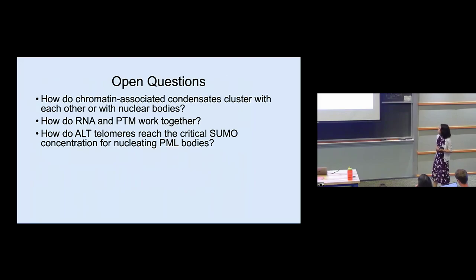And for example, we're interested to ask how do chromatin-associated condensates cluster with each other and/or with the existing nuclear bodies? Is it through a passive process, or do cells actually regulate this process for some of the applications? Or how do RNA and post-translational modifications work together to regulate condensate nucleation, growth, or composition?